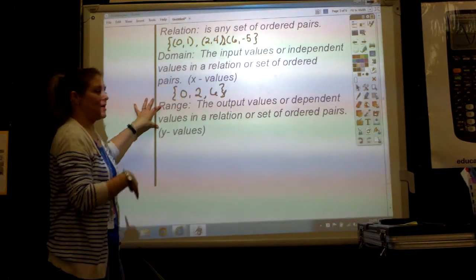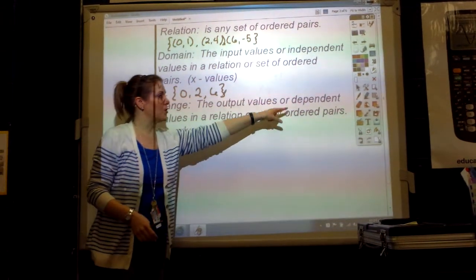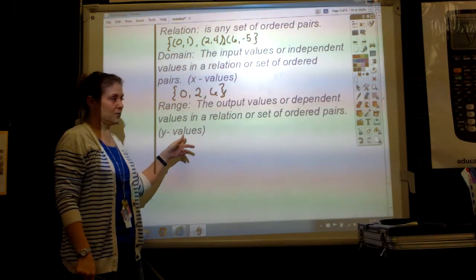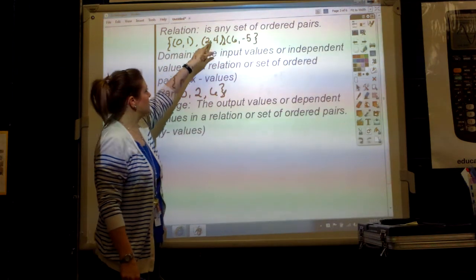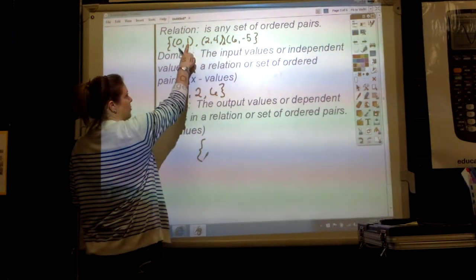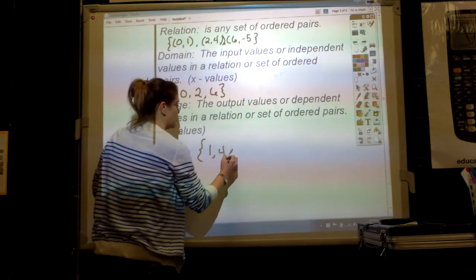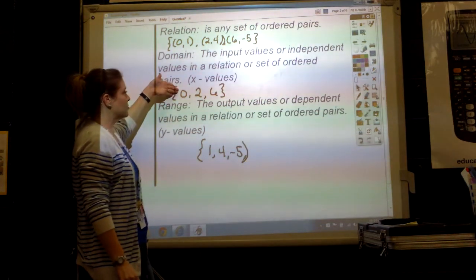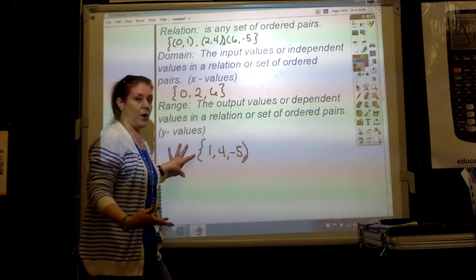The range is the opposite side of that. Those are going to be your output values, what we've called the dependent values. Those are going to be the y values. So in our initial relation, now let's look at all these y values and list all of our range numbers. We've got 1, 4, and negative 5. So it's just that easy. When you're given a set of ordered pairs, tell me what your domain or your x values are and what your range or your y values are.